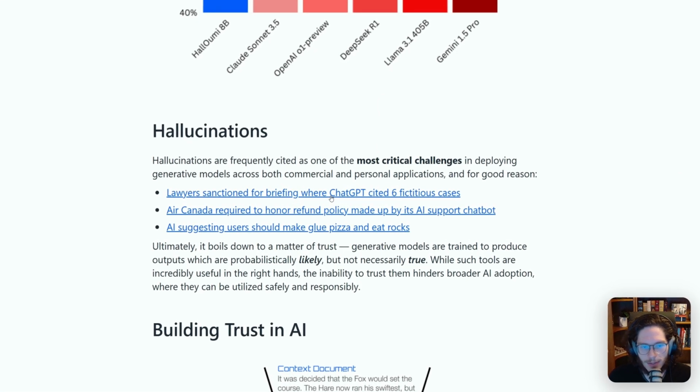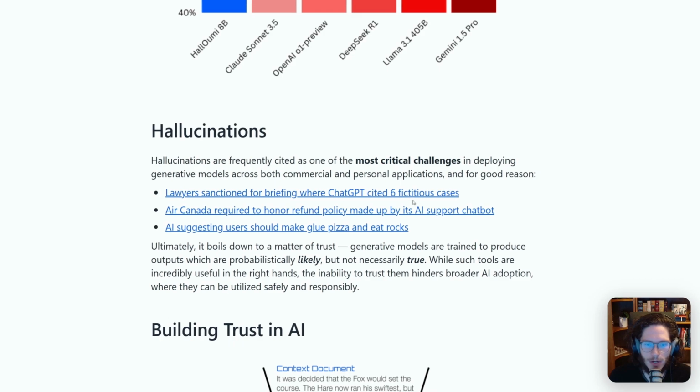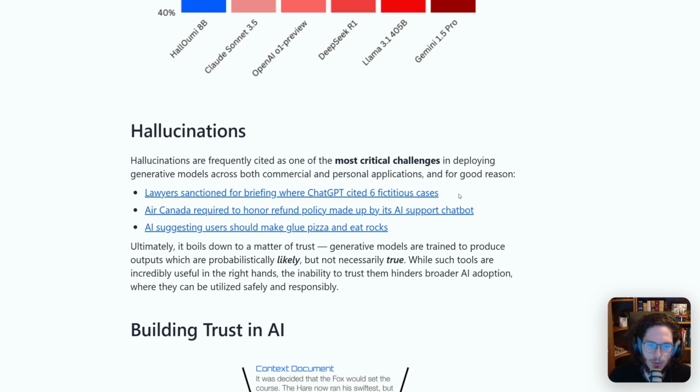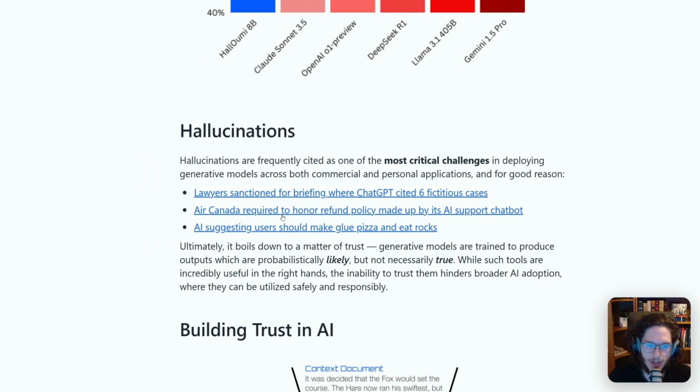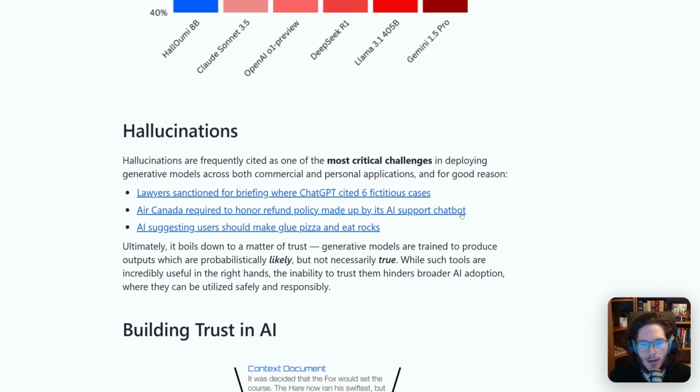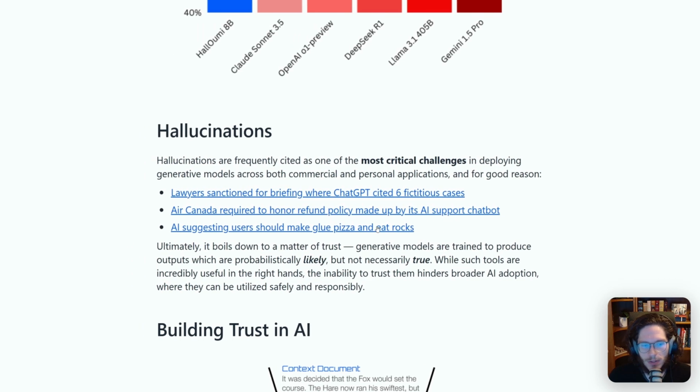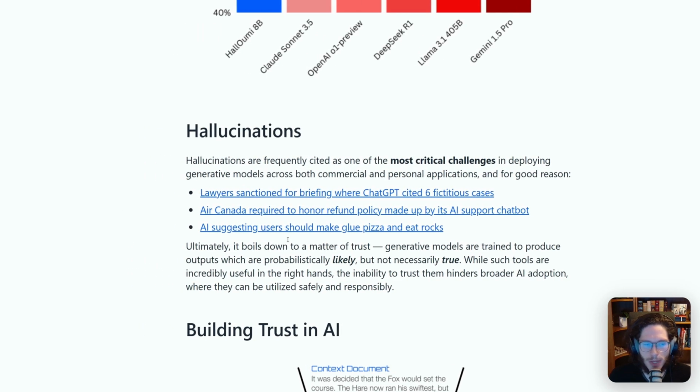There's been cases where lawyers have gotten in trouble for using evidence from ChatGPT where it created six fake cases. The airline Air Canada had to honor a refund policy that was completely made up by its AI agent. And we've also had AI suggesting users should make glue pizza and eat rocks.